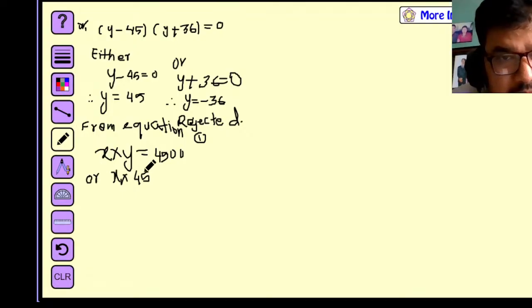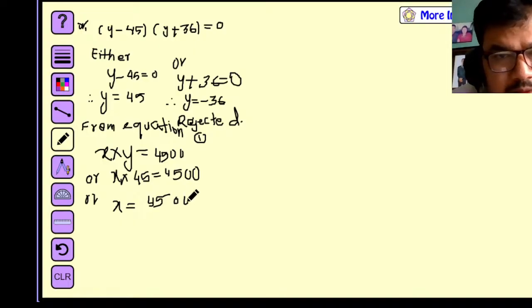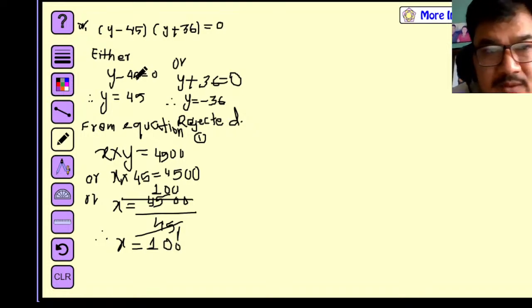Then what will you do? Look here, equals 4500, okay. Now from this 45, look, this multiply sign will go here to divide. That's why it will come here: x equals 4500 divided by 45, okay. Then 45 ones are 45, 45 twos are 90, and there is 10, meaning 100. Therefore we got the value of x is 100, okay.